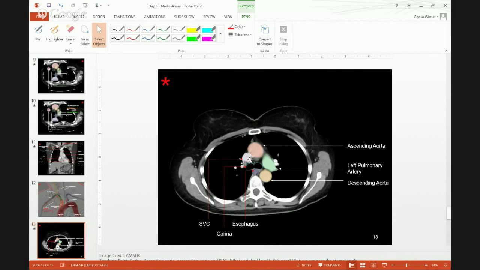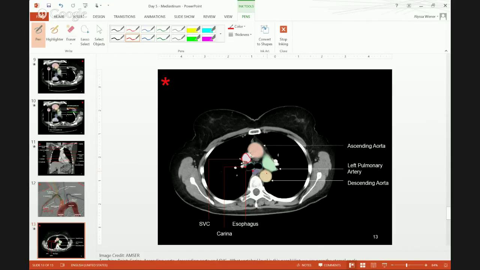Now we have our SVC, our right and left brachiocephalic veins have joined up to make the SVC over here, superior vena cava. And now we're seeing our ascending and descending aorta. So we're below the level of the aortic arch. And we also see our left pulmonary artery.